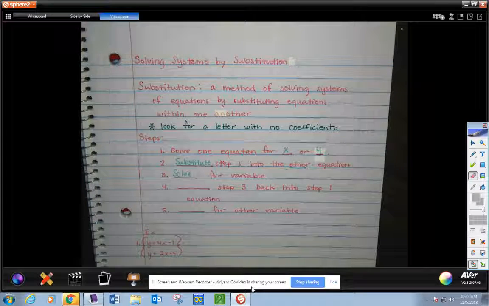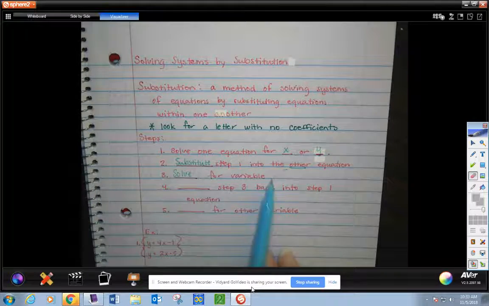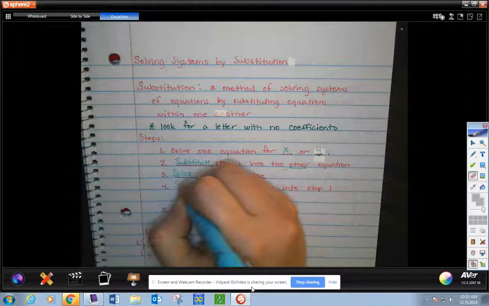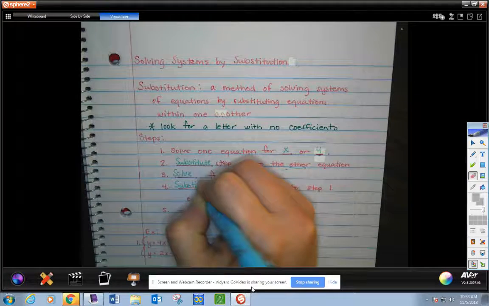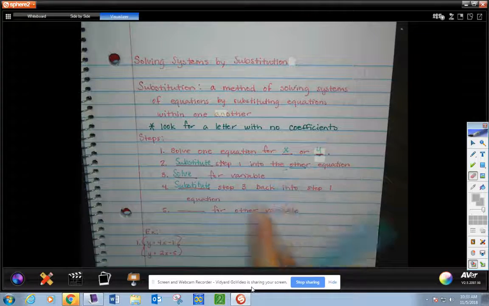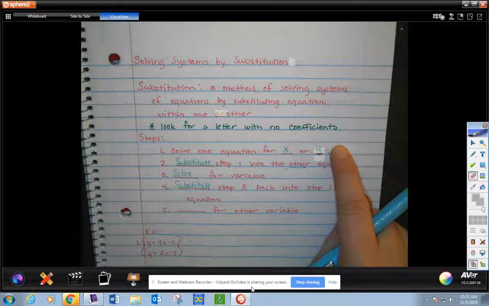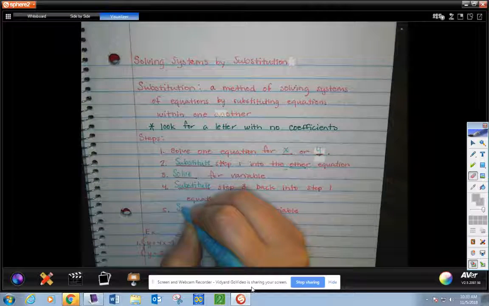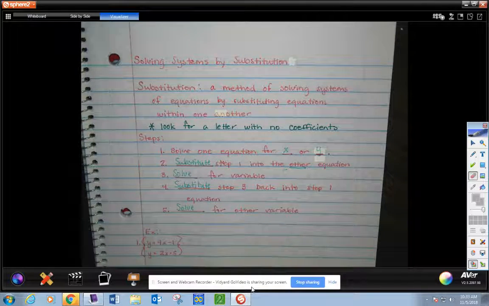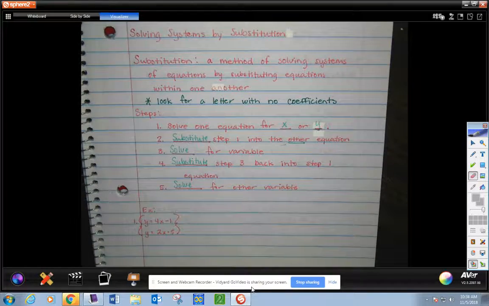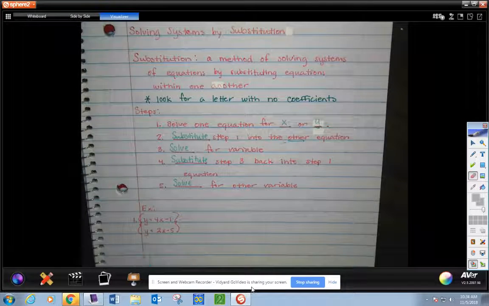You'll have to do maybe some distribution. Once you have that answer, you're going to again substitute the answer from step 3 back into step 1's equation, and you're going to solve for the other variable. That's really confusing, so make sure you're listening as we go, because I will explain step by step as we are working this.